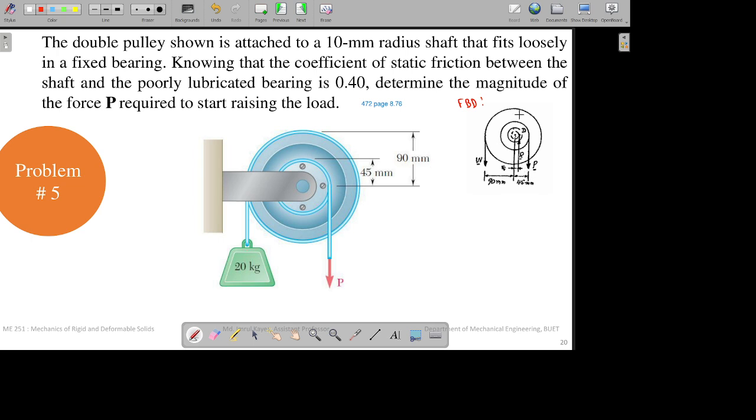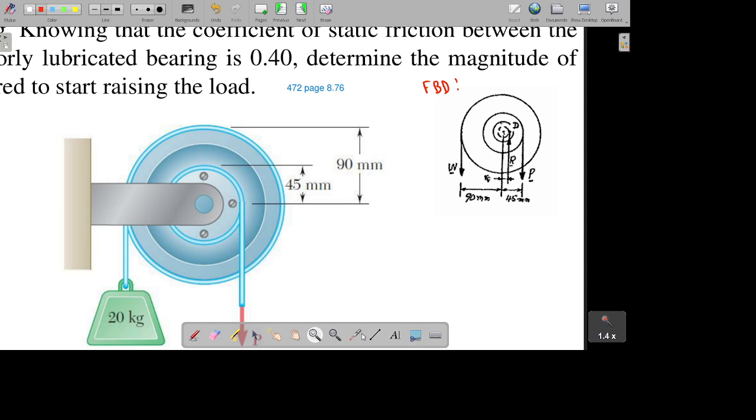So as you can see, when you start raising the load, the value of R, the direction of R will shift from the center to the right side. As you can see over here, I can zoom it for you. It will shift towards the right side. This is the center of the shaft. The direction of R will shift to the right side.